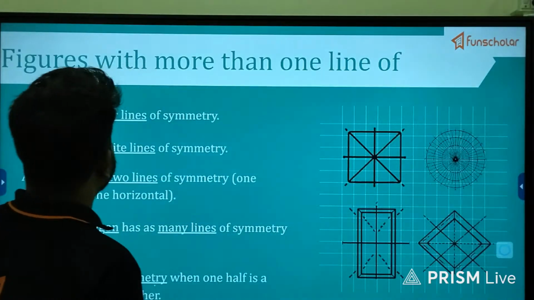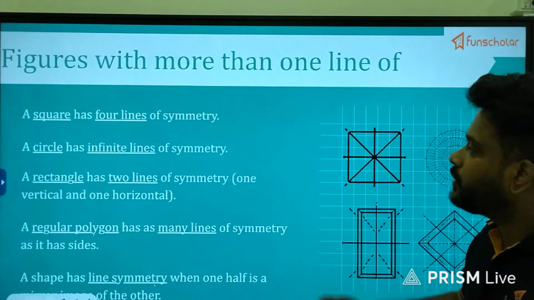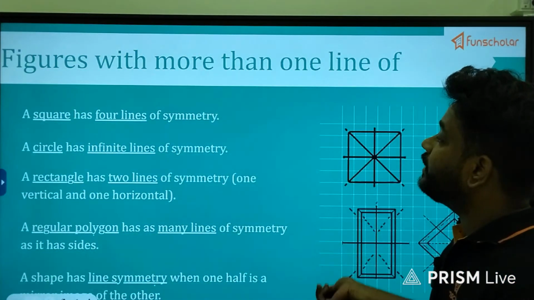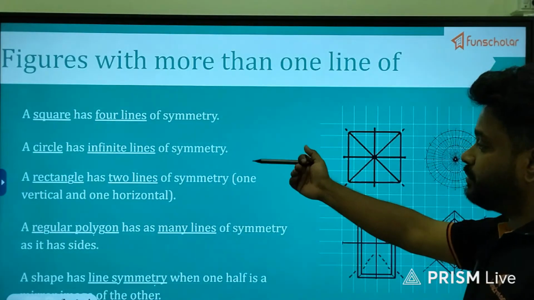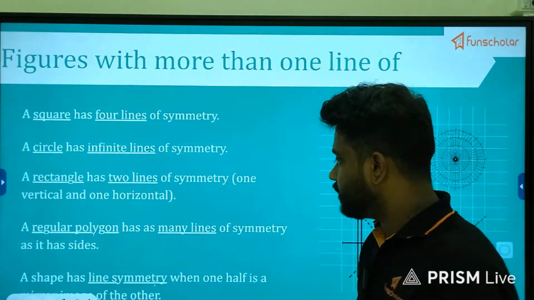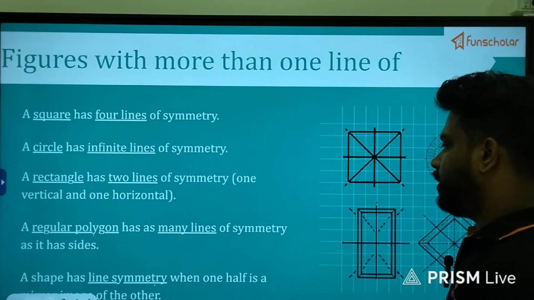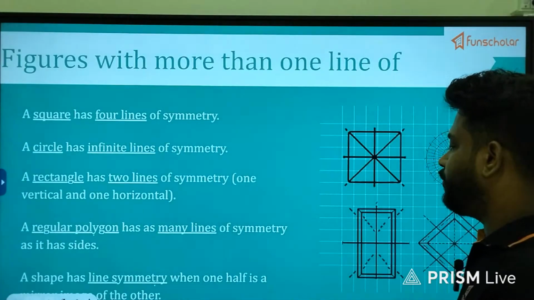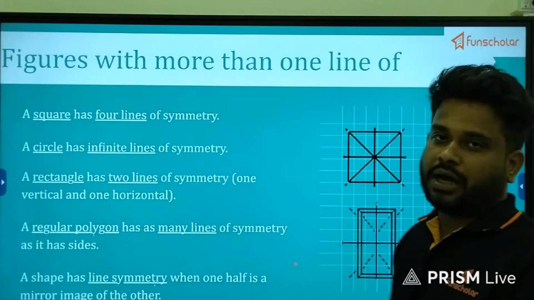so let's go next. Figures with more than one line of symmetry. A square has four lines of symmetry. A circle has infinite lines of symmetry. A rectangle has two lines of symmetry, one vertical and one horizontal. A regular polygon has as many lines of symmetry as it has sides. A shape has a line of symmetry when one half is a mirror image of the other.